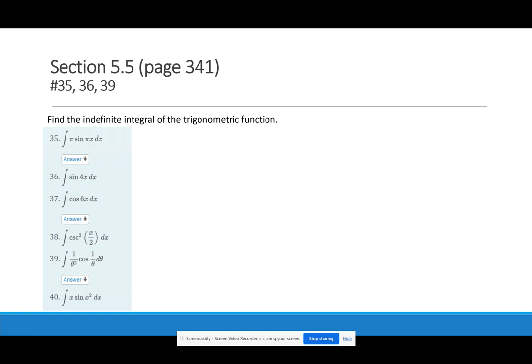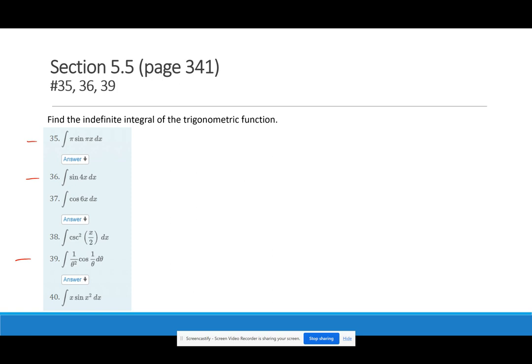All right. Now, the next objective says find the indefinite integral of a trig function. Okay. All right. So let's see here. So 35, okay, 36, and 39. Okay. Let's do a couple of these.